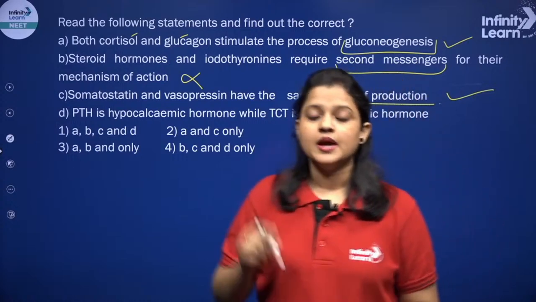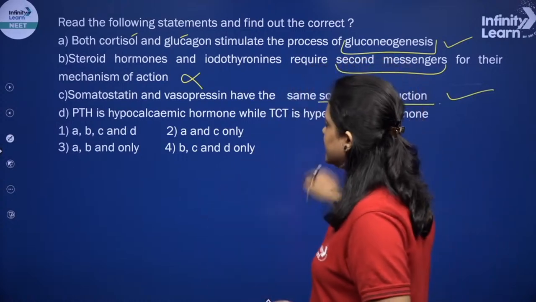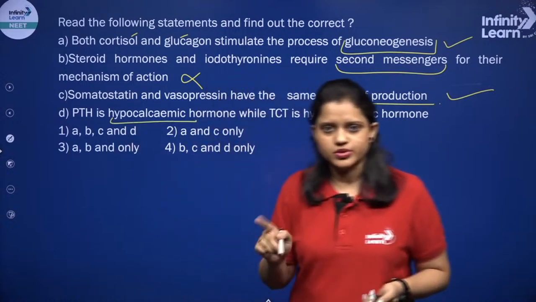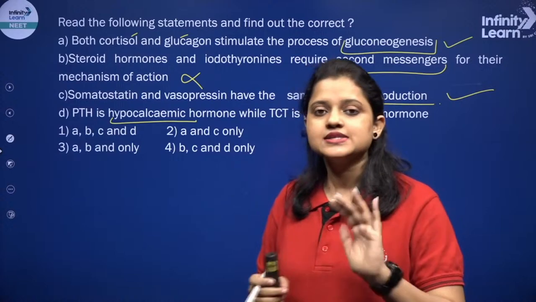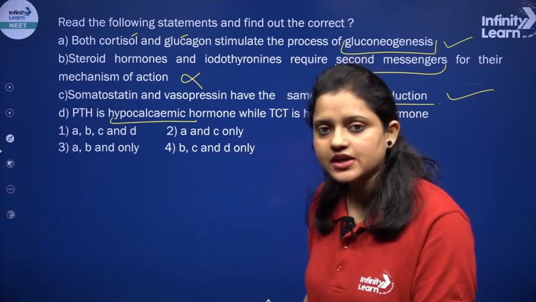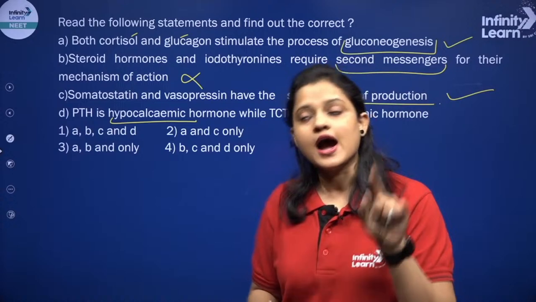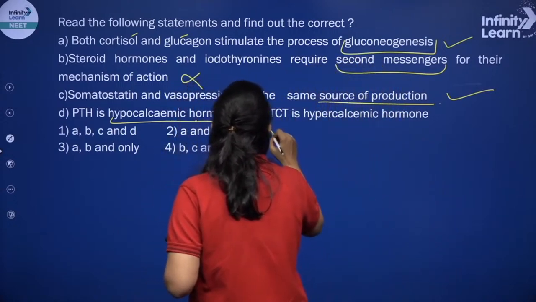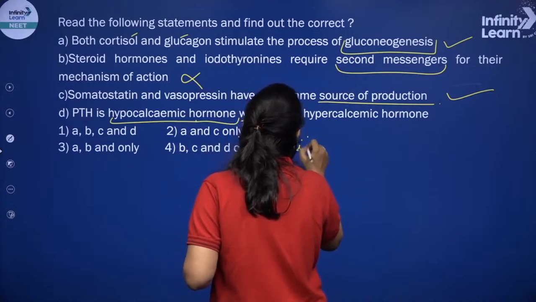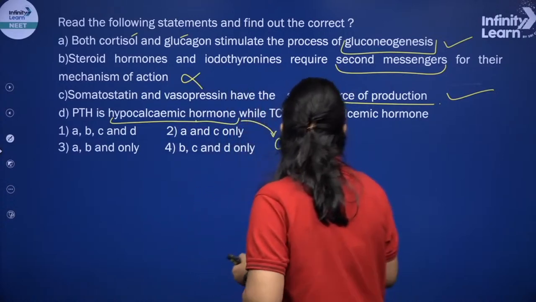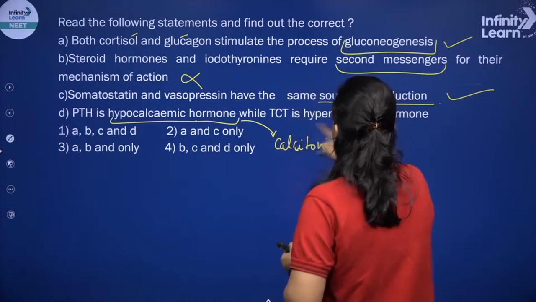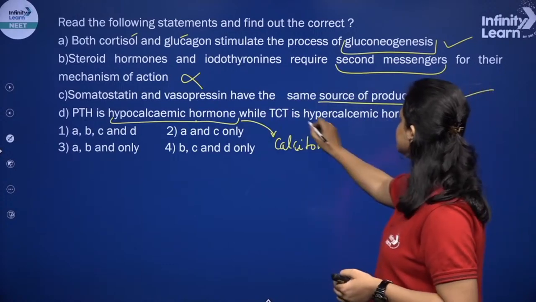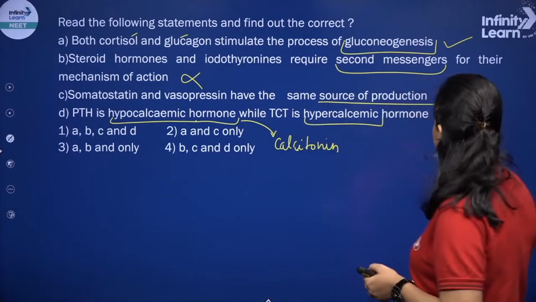Next statement. PTH, parathyroid hormone is hypocalcemic hormone? No. Parathyroid hormone is hypercalcemic hormone. It will increase the calcium level in the blood. Hypocalcemic hormone is which one? It is calcitonin. Calcitonin is hypocalcemic hormone. Okay? TCT, that is thyrocalcitonin. Is hypercalcemic? No, it should be hypocalcemic. So this is a wrong statement.